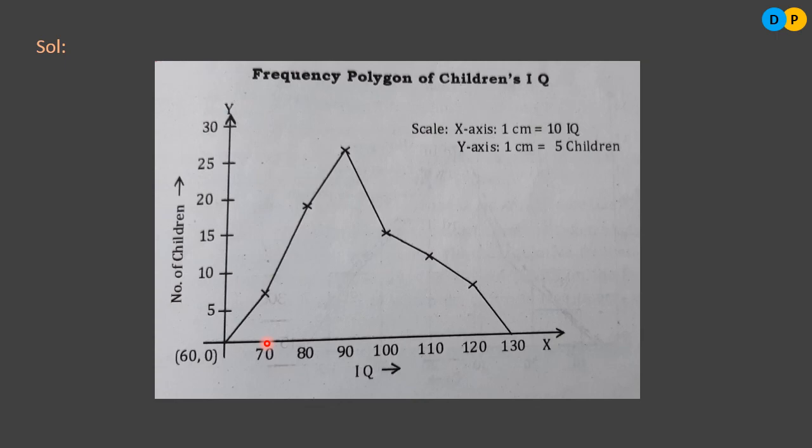For the variable 70, what is the frequency? The frequency is 7. We will first make a mark here. Next, for the variable 80, the frequency is 19. Again, we make a mark. For 90, the frequency is 27. For 100, it is 15. For 110, it is 12. For 120, the frequency is 8. So for all the variables, we will be making the markings here.